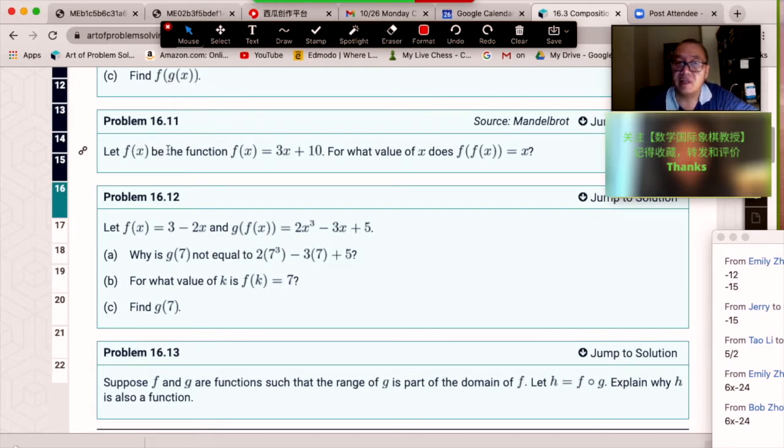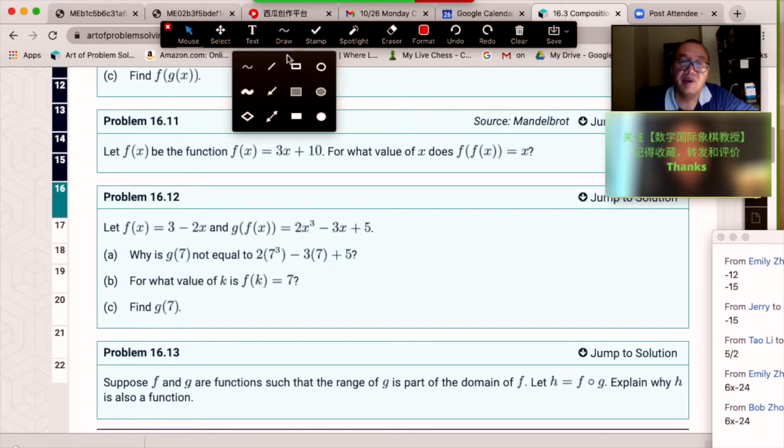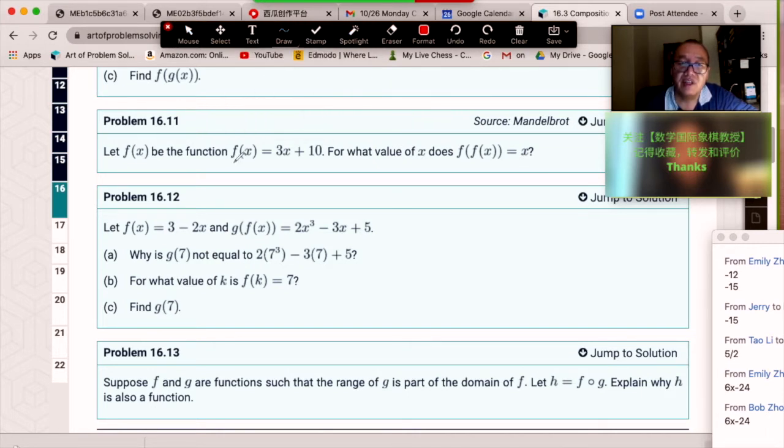Okay, now let's see another example. Suppose f(x) is the function 3x plus 10. Then they ask you what value of x does f(x) equal x. Everybody do this. Say they give you this f(x) is 3x plus 10. Then they ask what x makes this one equal x. What value of x does this one equal x?